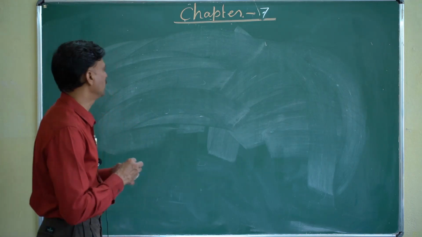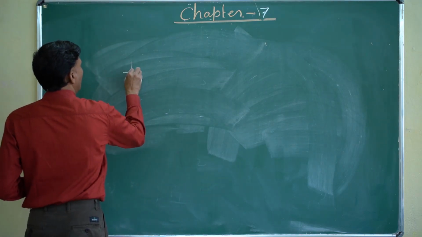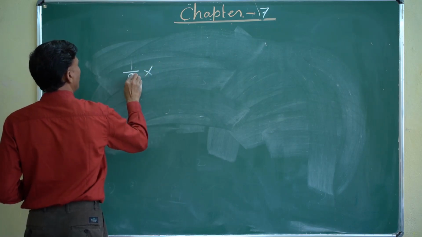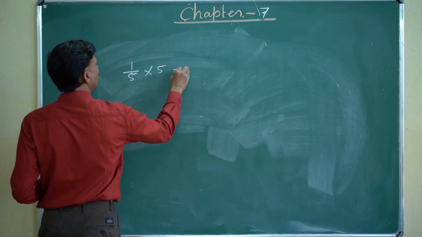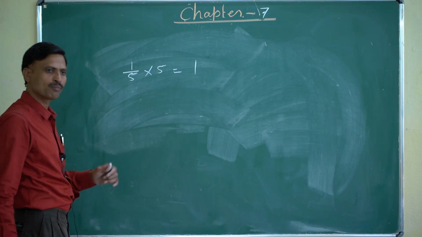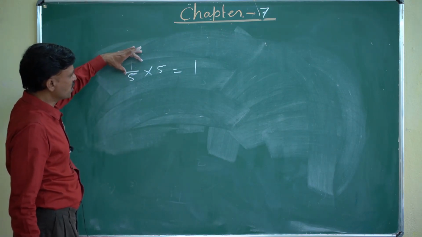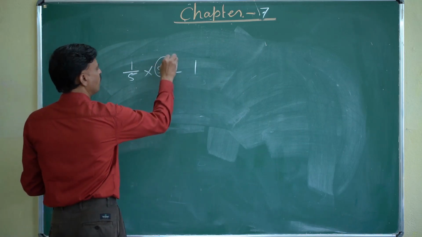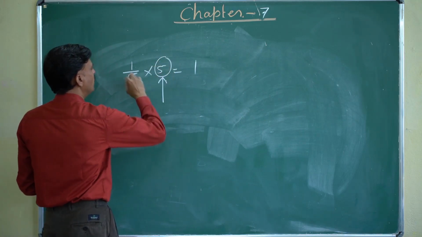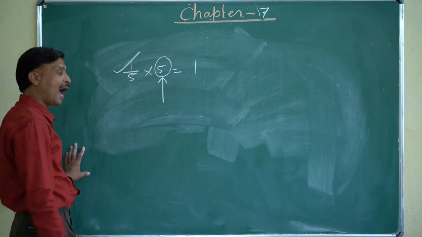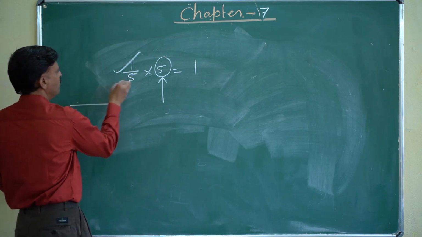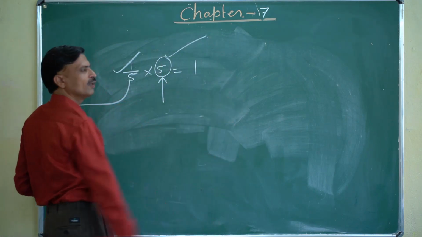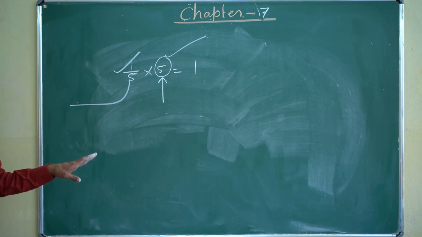For example, 1 by 5, if you multiply it by 5, what do you get? Definitely it will be 1. So the product of a fractional number and a whole number is 1. It means this 5 is the multiplicative inverse of 1 by 5, and this 1 by 5 is the multiplicative inverse of 5. Got it?